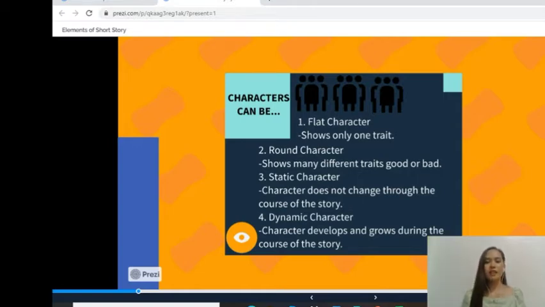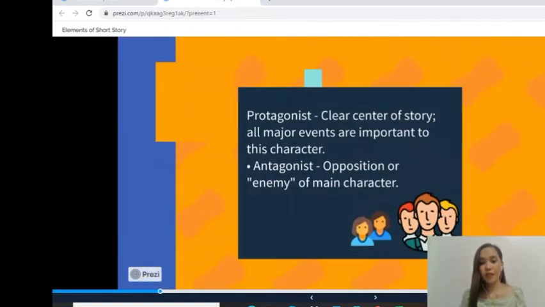The dynamic character talks about the character who develops and grows during the course of the story, meaning the character at first is not prominent in the story, but later on, the development of that character will be seen, and little by little, you are able to see the character blooming depending on his or her role in the story. Those are the types of the characters.